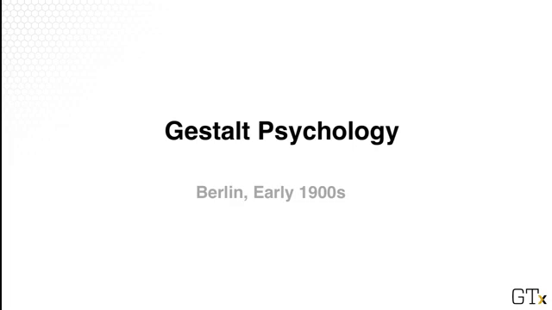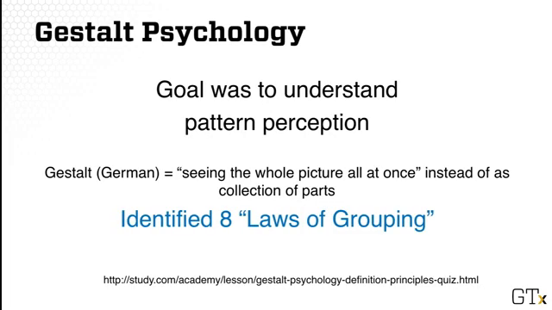Gestalt psychology started in the early 1900s. The goal was to understand how people make sense of a seemingly chaotic world, and how we discover patterns and so on. Gestalt is a German word, so pardon my German. What it means is seeing the whole picture all at once. So that means how do we perceive things as a collection instead of a collection of parts.